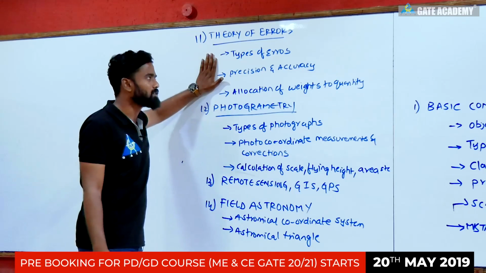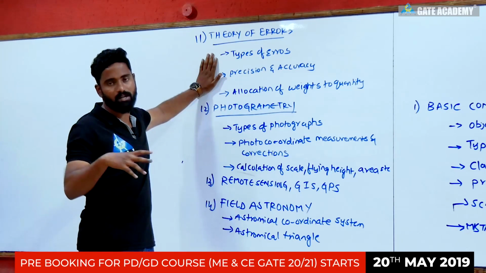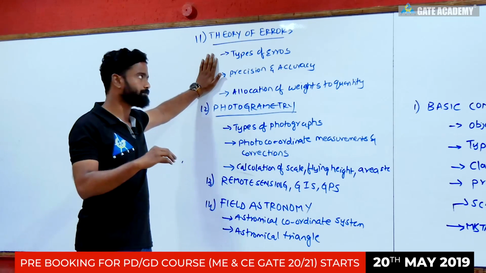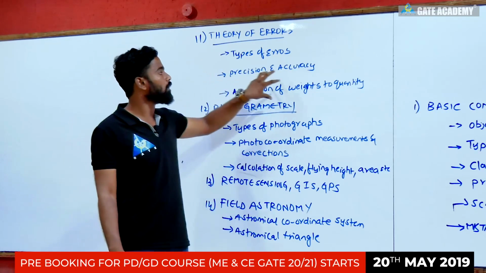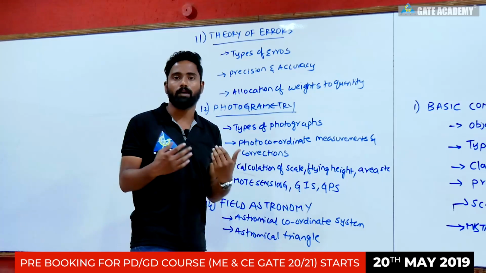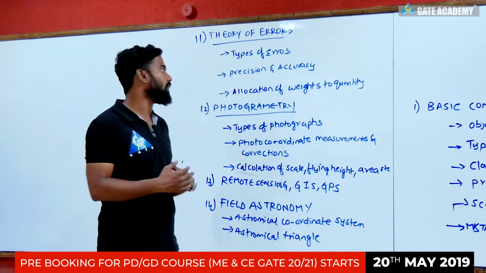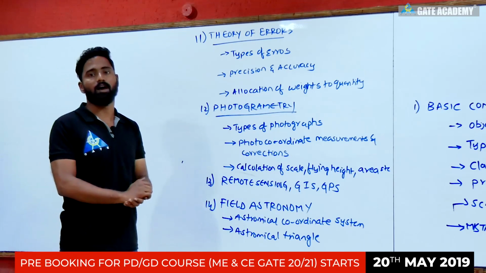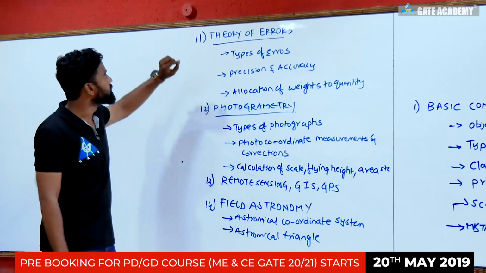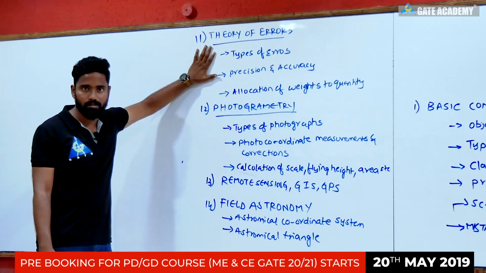This is also asked for 2-mark questions, and in engineering services they will ask 10 to 15 mark questions. If they ask from here, in the allocation of weights, they will ask you to calculate the standard deviation, the most probable value, and the mean values. All those things will be seen in theory of errors.